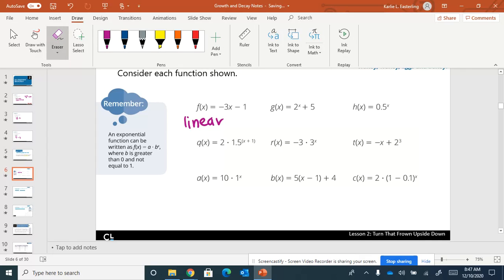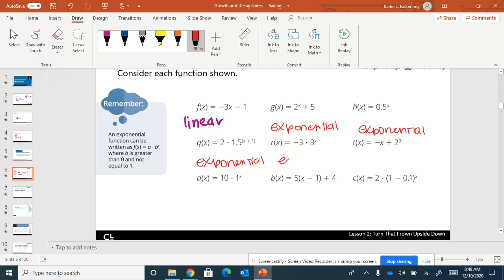So linear or exponential. The reason that's linear is because you have -3 times x minus 1. The x is not in a power. So for example, g of x, you're looking at 2 to the x plus 5. Because the x is up here in the exponent area is what makes this an exponential function. All right, h of x, again, exponential. Q of x is exponential. R of x, exponential.